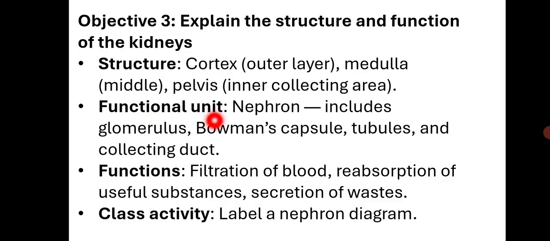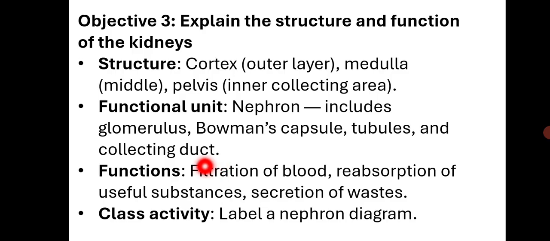The main functional unit, the part of the kidney which works 24/7, is called the nephron. Should anything go wrong with the nephron, your kidneys are dead. So the nephron includes four main components: the glomerulus, the Bowman's capsule, the tubules of convolution, and the collecting duct. These are the main parts of the nephron. You will see this in a diagram as we look at the structure of the nephron later on.